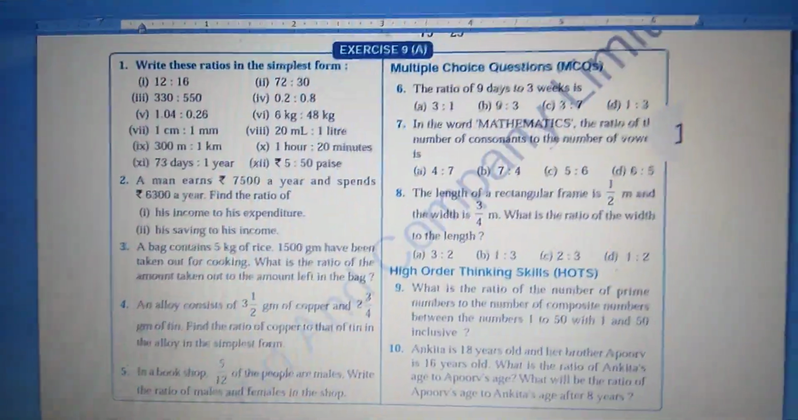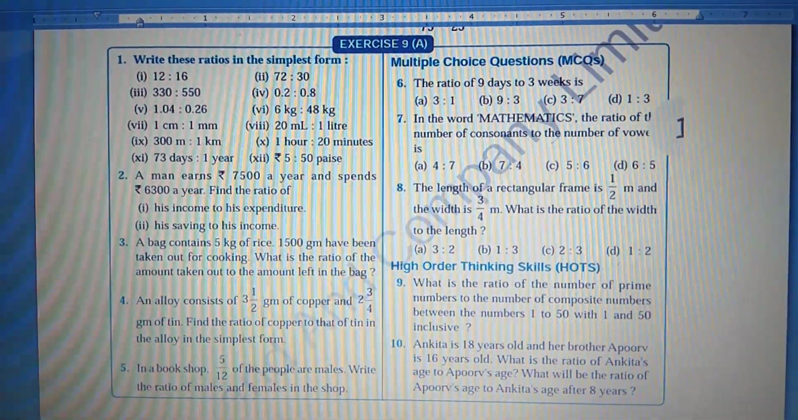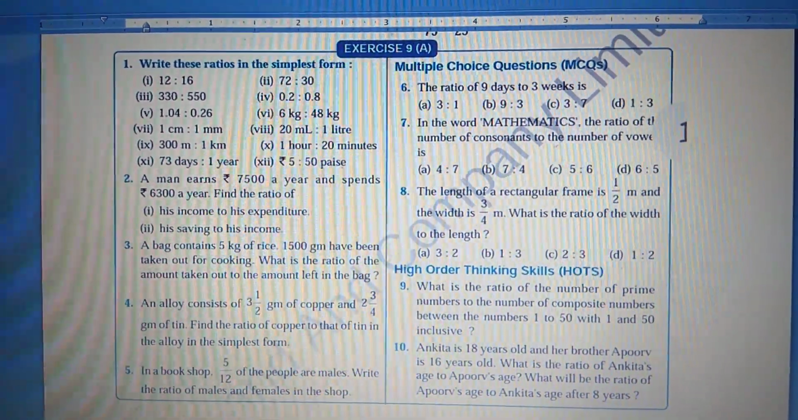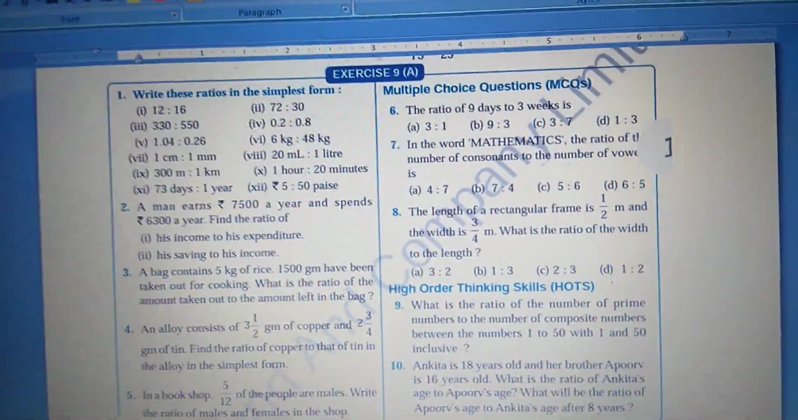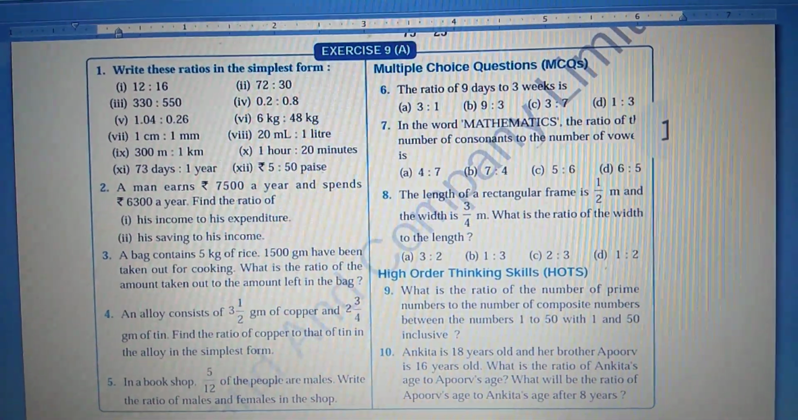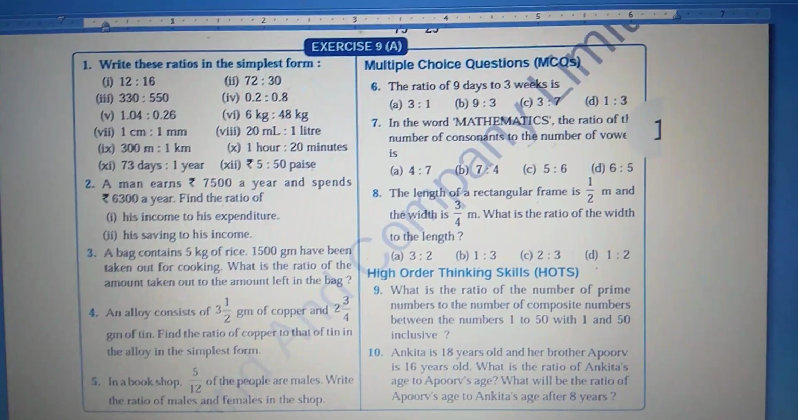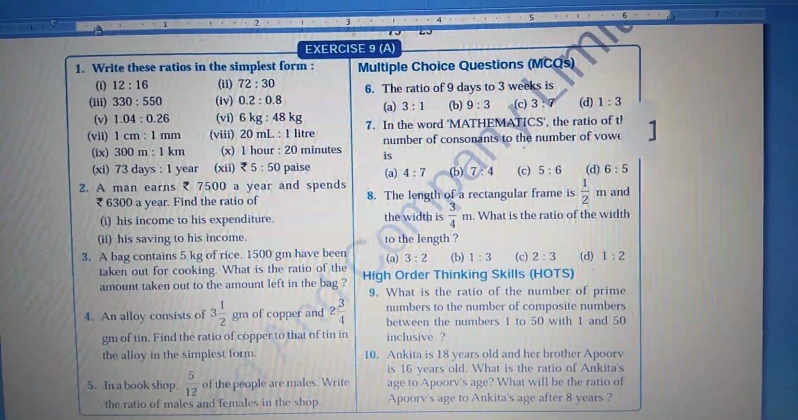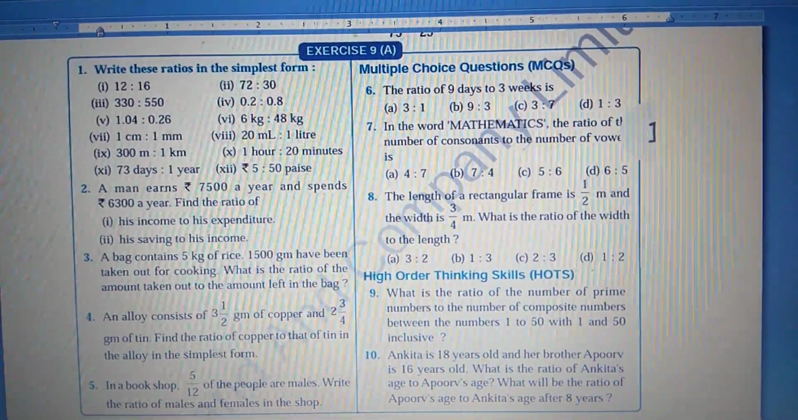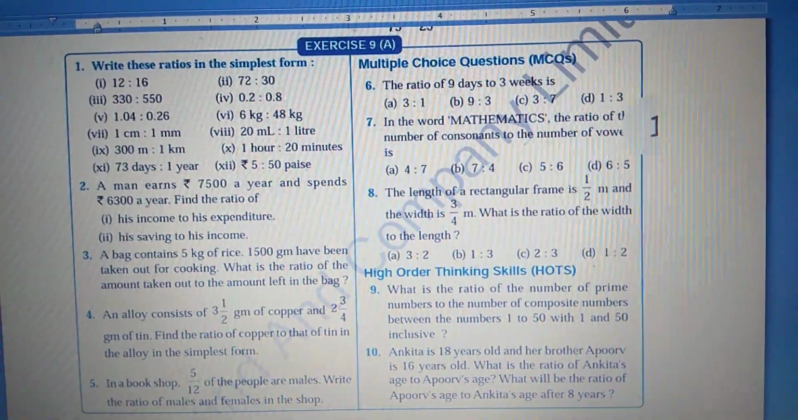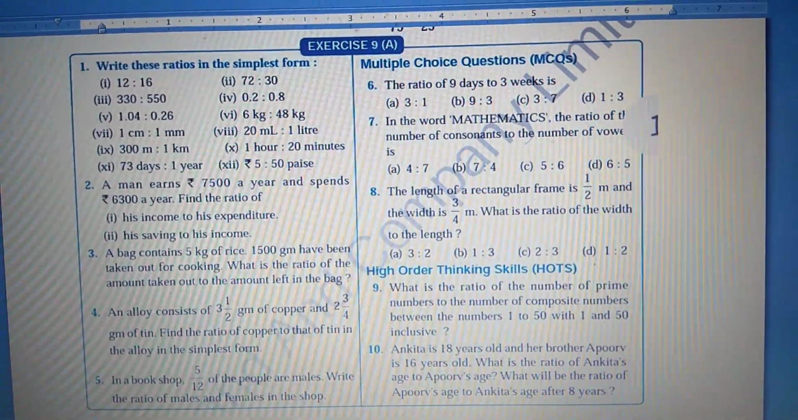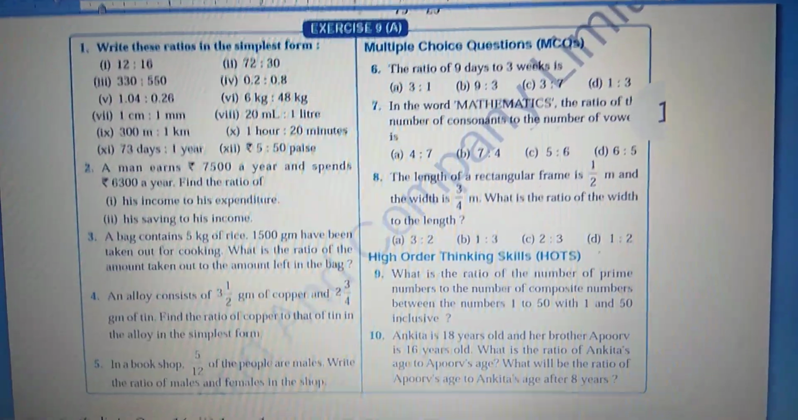Okay. Now comes the MCQ. Though they are in MCQ form, you need to solve these MCQs in your school notebook in a proper manner. Not just the answer, with proper statement. You have to solve 6, 7, 8 number in your school notebook. Be careful while solving.